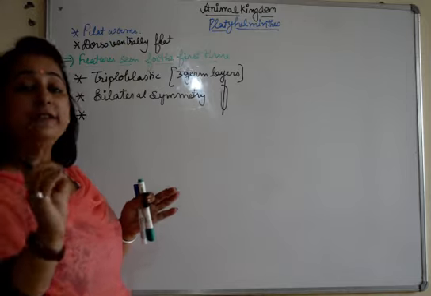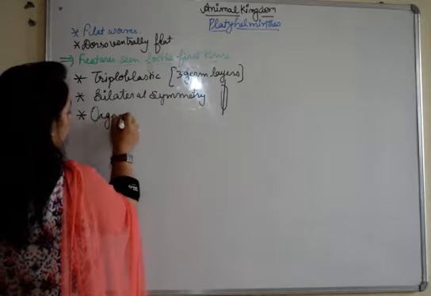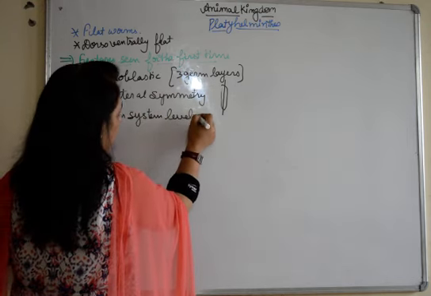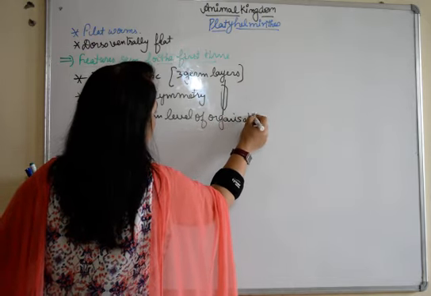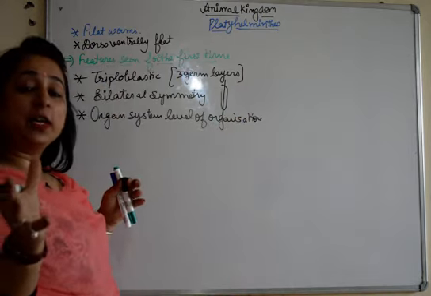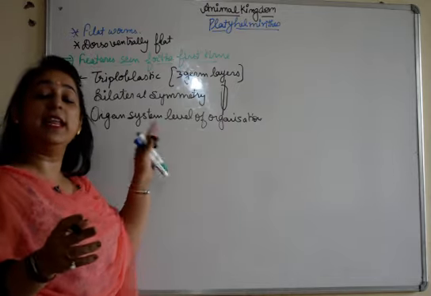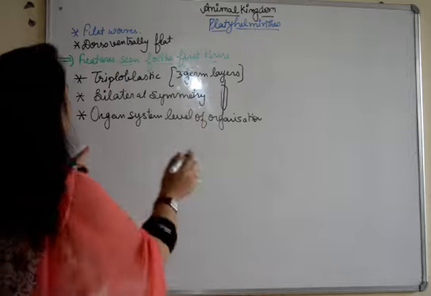So now the third feature which is seen for the first time is organ system level of organization. We have seen cell aggregate organization, tissue level organization. From here on, the next level of organization will start, that is organ system level of organization.